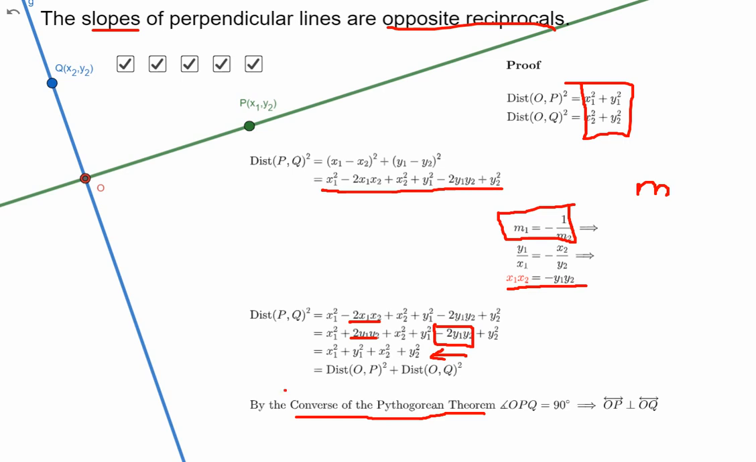It's actually the converse. We know that we have this relationship a squared plus b squared equals c squared now. That's what we've proven right here. So by the converse of the Pythagorean theorem, I know that I have a right triangle. I know that this triangle OPQ is a right triangle, but the most important thing is I know that I have a right angle here, so I know that the lines are perpendicular, which is what we needed to prove.